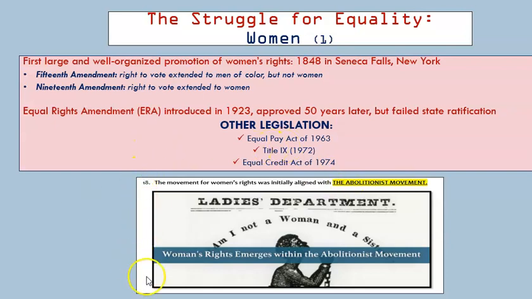I do want to note this bottom section. It shows a former test question. It says the movement for women's rights was initially aligned with the abolitionist movement. So this came from a magazine article, and it says women's rights emerges within the abolition movement. So it basically came out of the abolitionist movement and then continued on even after the 15th Amendment had been granted.